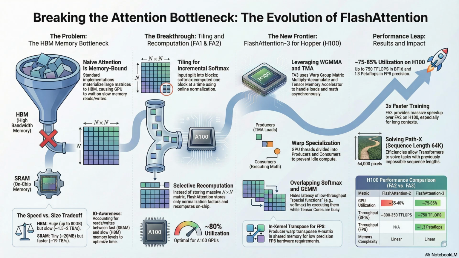NVIDIA drops the H100, the Hopper chip. And according to Jay Shah's lecture, this created a crisis. It's a classic problem. Flash Attention 2 was perfectly optimized for the last generation, the A100. When they ran that same code on this new, super expensive H100, they were only seeing about 35% to 40% utilization. That is shockingly low. You buy the most expensive chip on Earth, and it's just sitting there doing nothing 60% of the time.